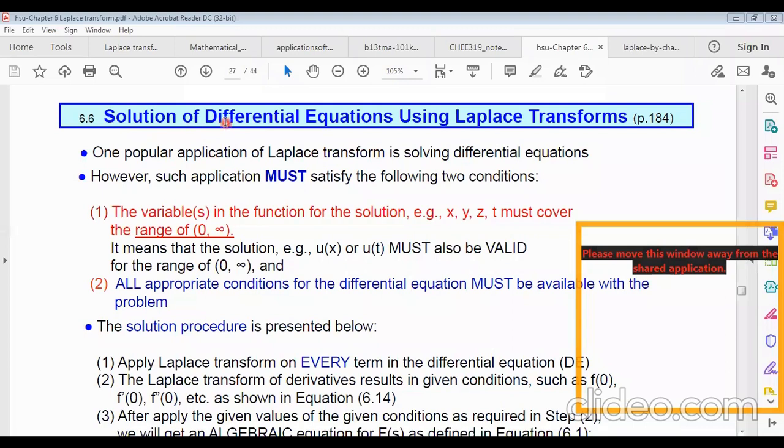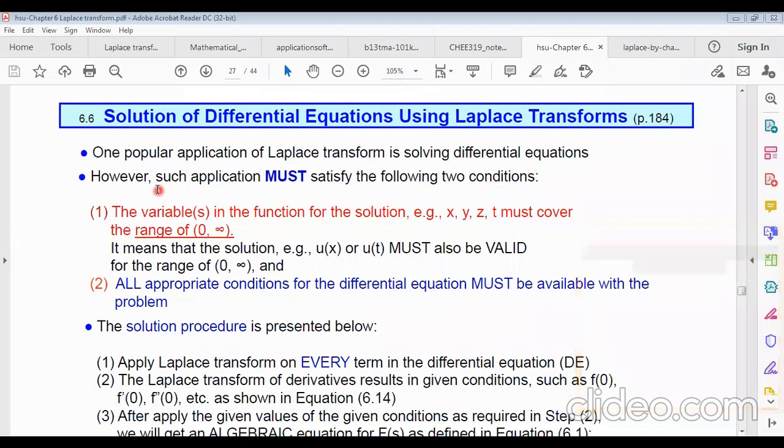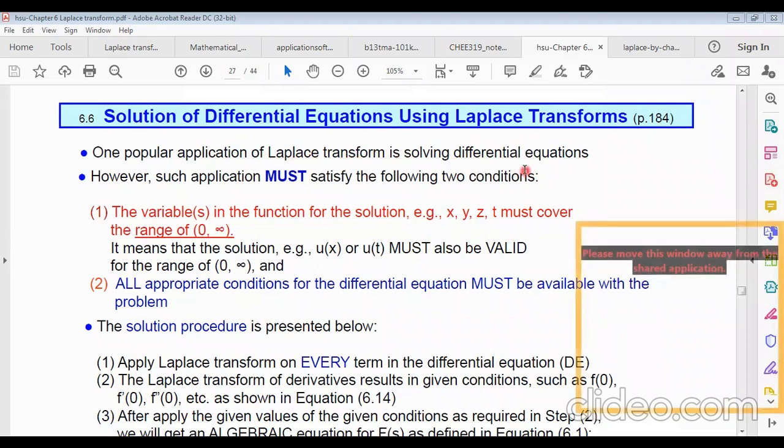To find the solution of a differential equation by using Laplace transformation, this is the popular application of Laplace transform in solving differential equations. We can solve partial differential equations also. However, such an application must satisfy the following 2 conditions.